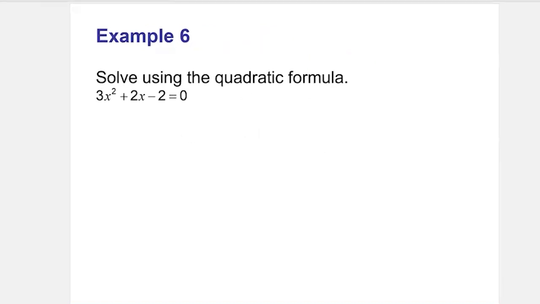So for example, if I want to solve this, well, I can try to factor, but if I try to factor, it probably won't work, because I need two numbers that multiply together to give me -6. Because a equals 3 and b equals +2, and c equals -2. So a times c is equal to -6, and b is equal to 2.